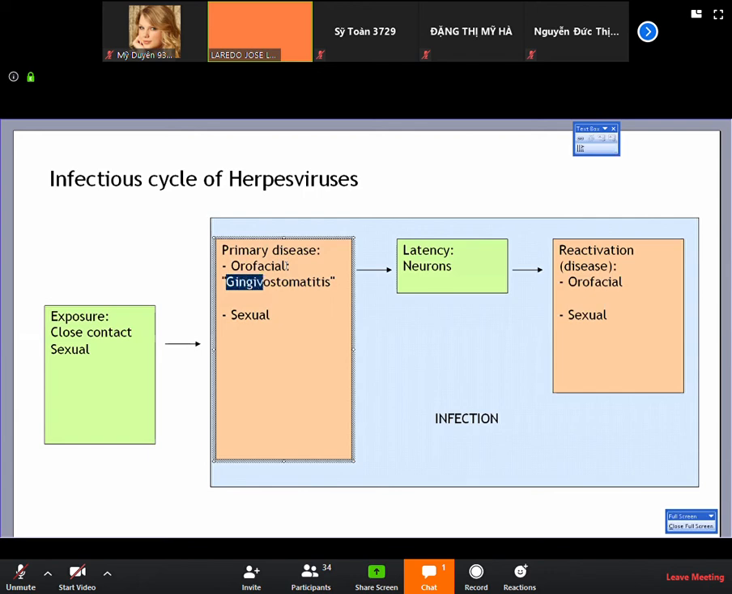Gingivo means the gums of the mouth. Stoma means mouth in Greek language. And itis means inflammation, infection. Gingivostomatitis. This is very common in children. I show you everything now.